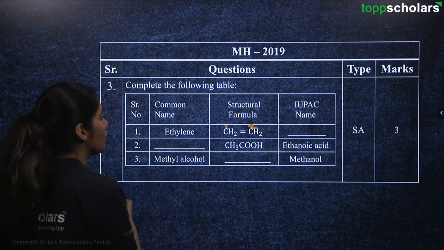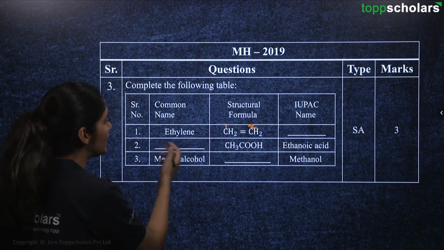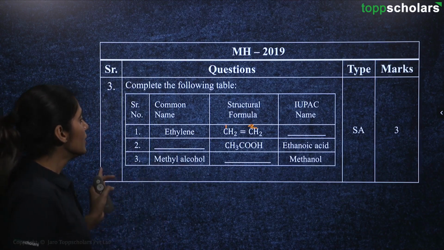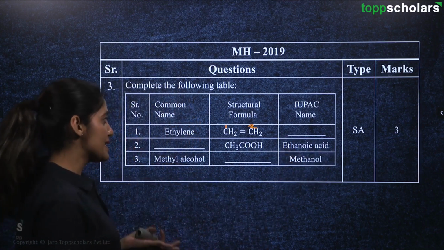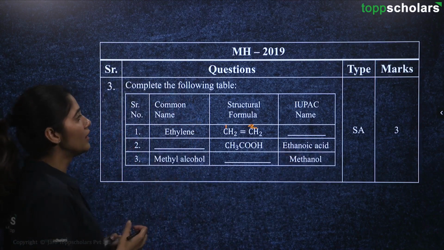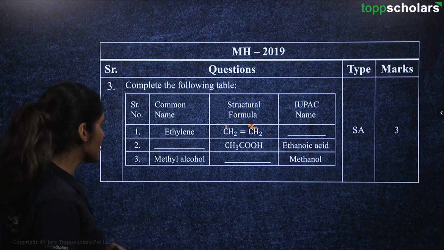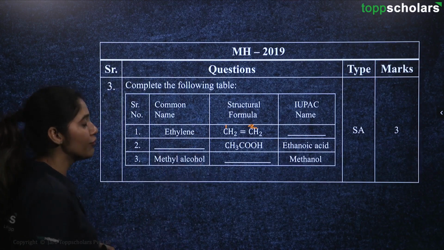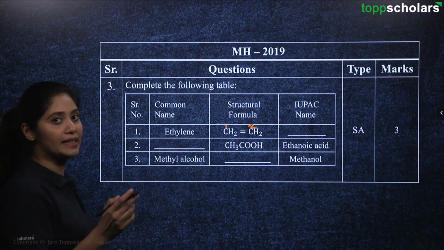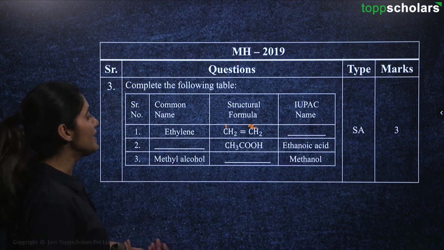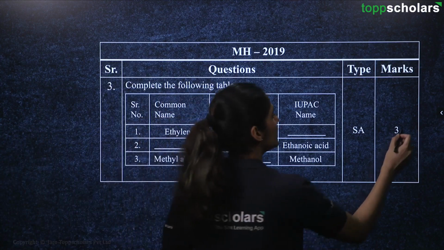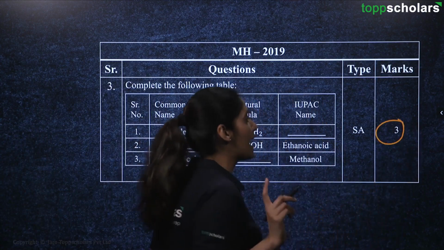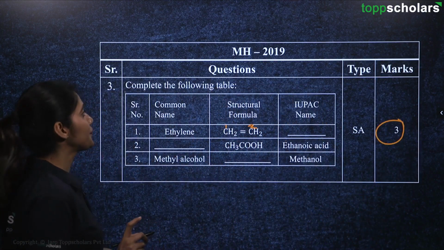And now the second one, here we need to answer the common name. IUPAC name is ethanoic acid. Okay, so what would be the common name? We will have to mention that. Now, methyl alcohol, structural formula, methyl alcohol. Methyl means 1 carbon and alcohol is OH, right? We will be solving this further in detail as it carries 3 marks, right?